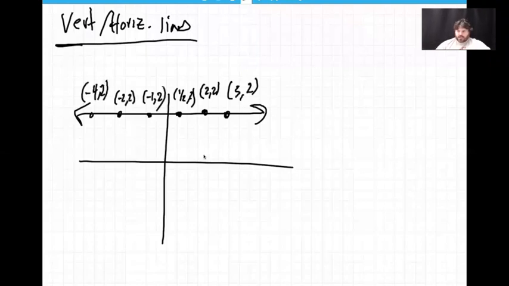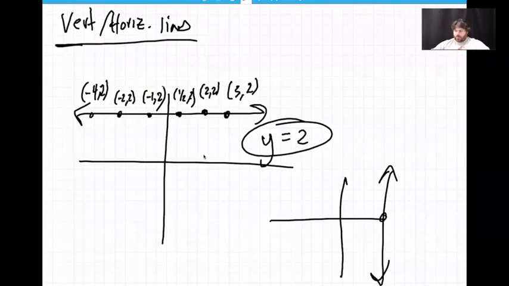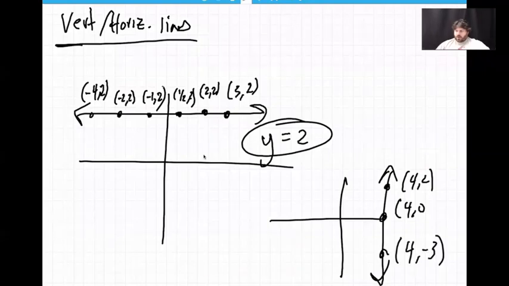What do you notice about all the x's and y's here? The y number is 2. That's the pattern. So that's my equation. y equals 2 is an equation of a horizontal line passing through 2. Okay? Think about a vertical line. What do they have in common? Well, this is (4, 0). This is (4, 2). This is (4, -3). Well, the x number is 4. That's the only relationship between these x and y numbers. It looks random on the y's, but the x is very specific. So x is equal to 4.